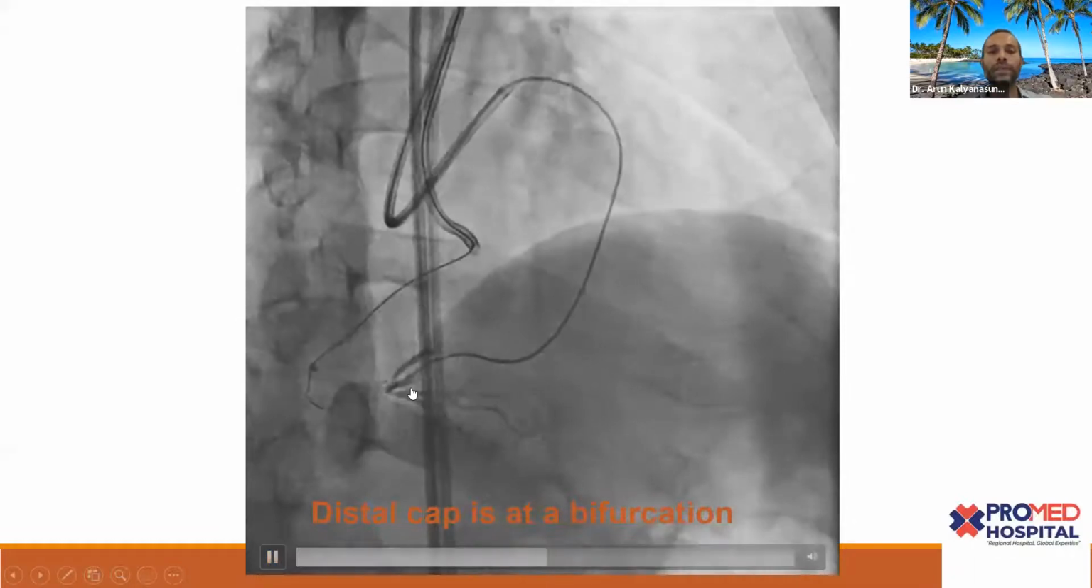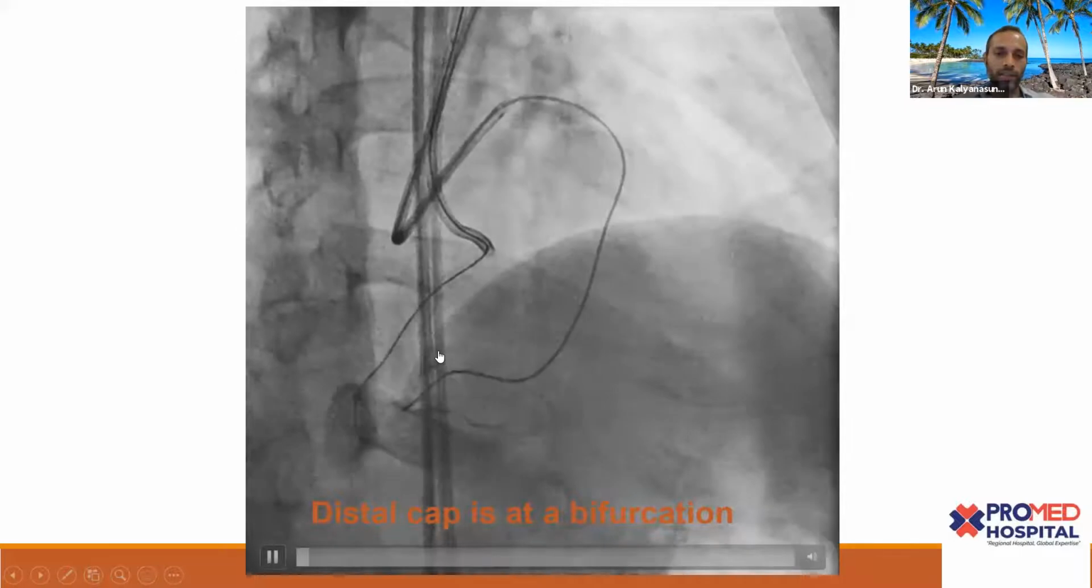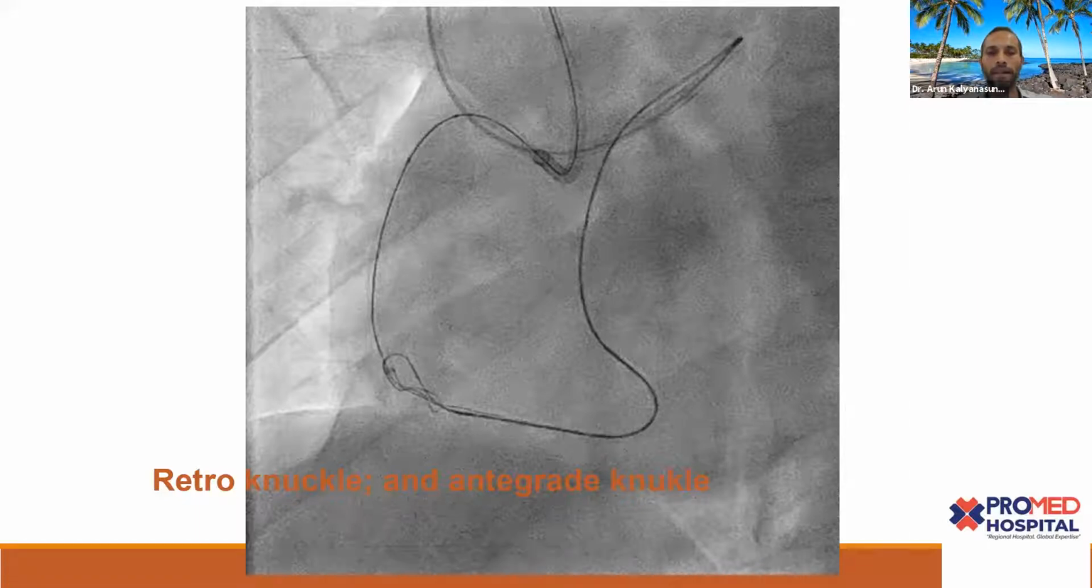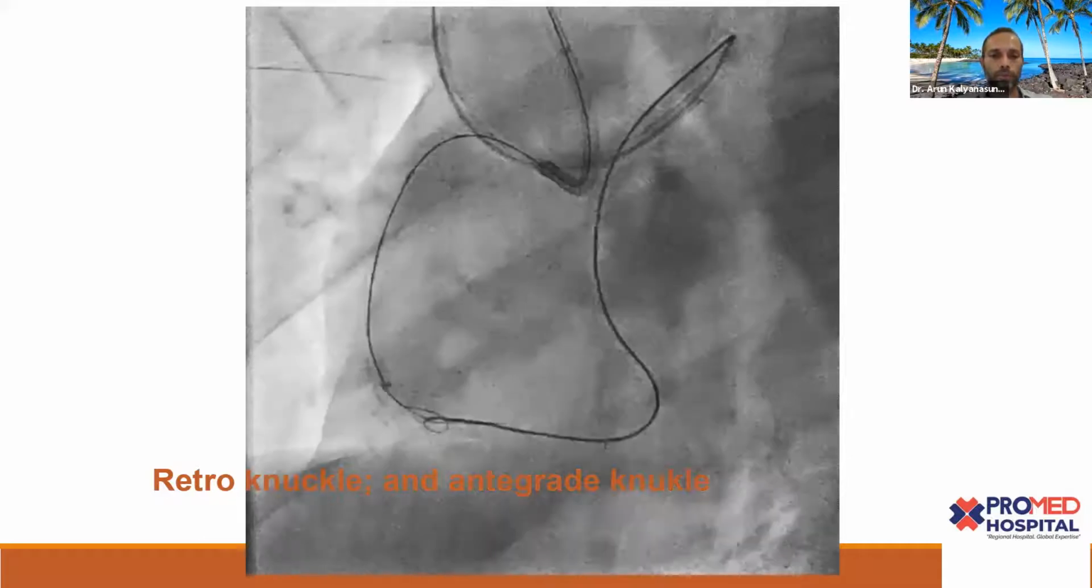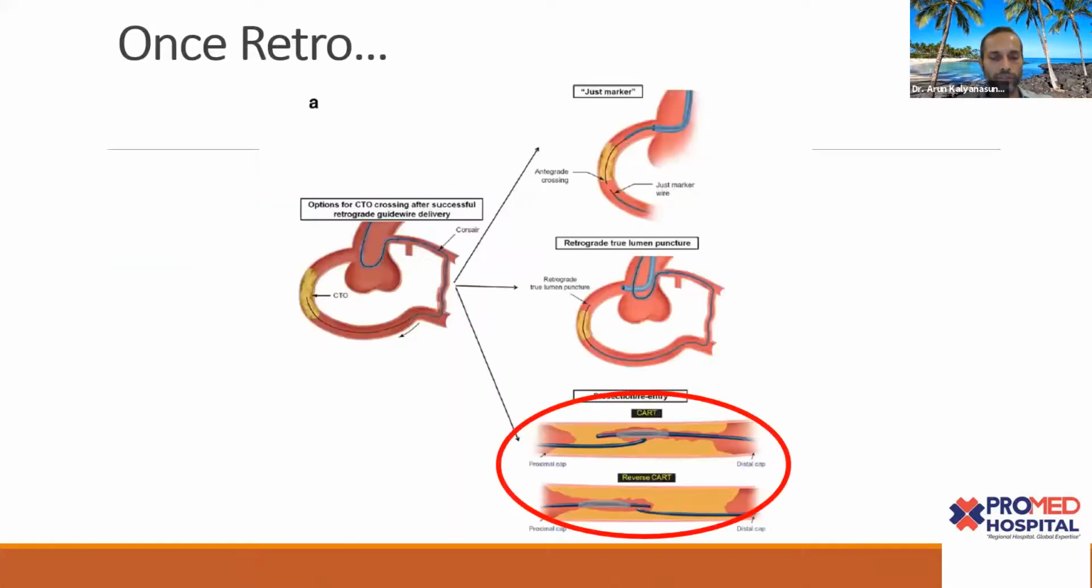But now the next problem is the distal cap at the bifurcation, and you don't want to lose any of the branches, the PDA, and this is the PL. So the next thing was penetrate, and then I had a retro knuckle and an antegrade knuckle. Now I'm in the game. It's actually pretty easy after this. So retrograde knuckle, antegrade knuckle, and just to show you about semantics.